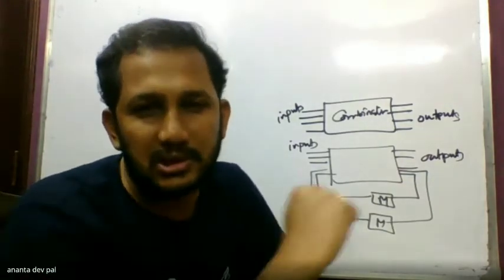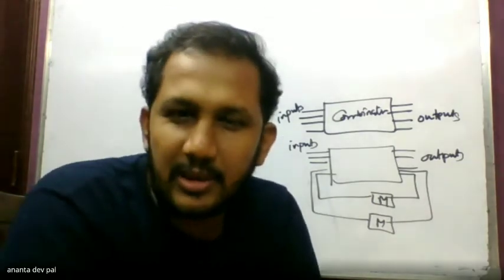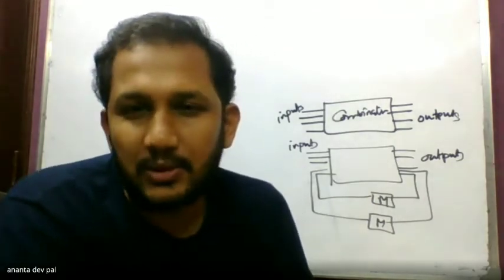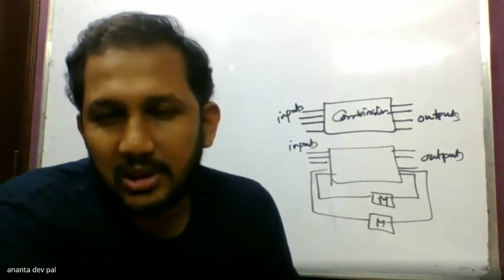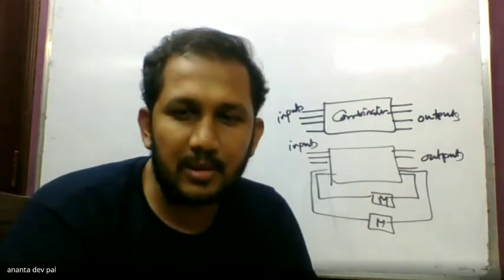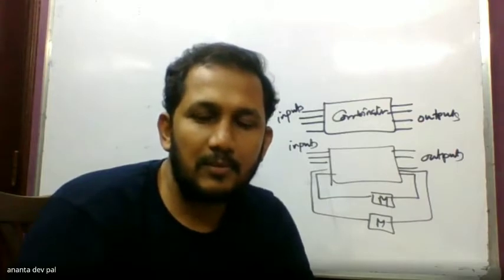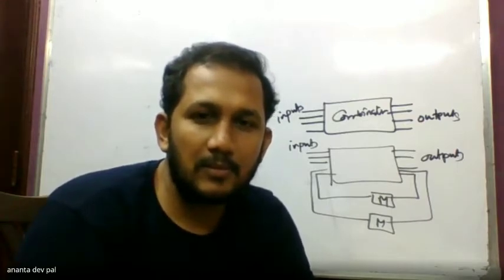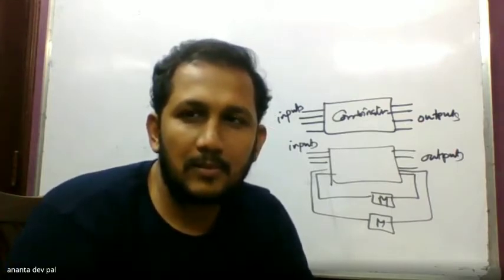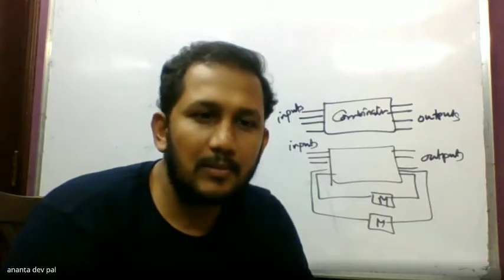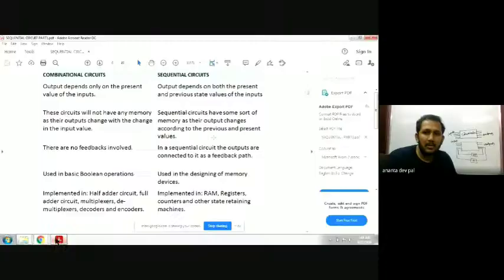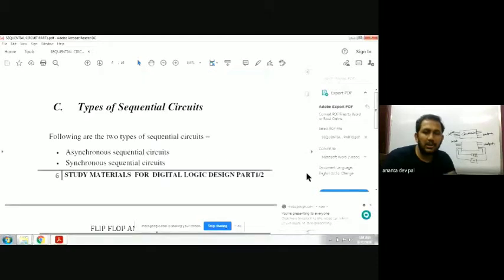Now I am going to discuss different types of sequential circuit. There are two types of sequential circuit: one is synchronous, another is asynchronous. Now, types of sequential circuit. There are two types: one is asynchronous sequential circuit, another is synchronous sequential circuit.